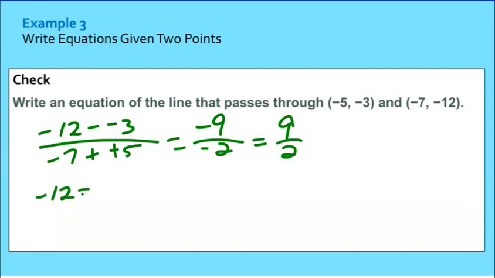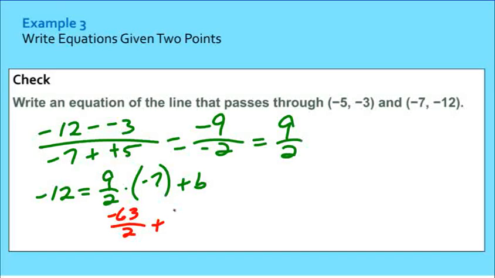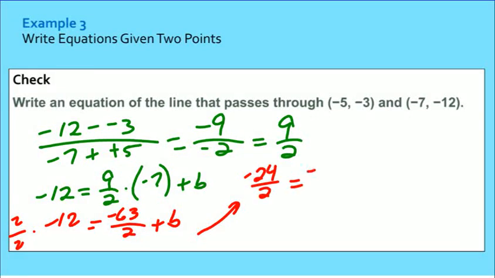So negative 12 equals our slope of 9/2 times our x, which is negative 7, plus our b. This gives us negative 63 over 2 plus b equals negative 12. To rewrite this, I need to multiply this by 2 halves. And I'm now left with negative 24 halves equaling negative 63 halves plus b. To get b by itself, I just add 63 halves.